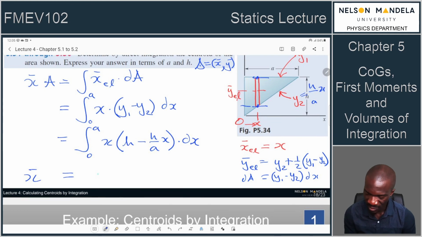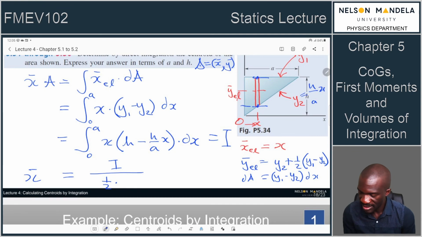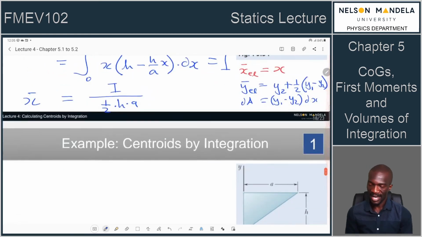So let's call this the integral. That would be an integral divided by the area of the triangle. So area of a triangle, let me just write it, half of the base. I can choose any. Let me just call this base h times the height a. And you're done. How about the y?